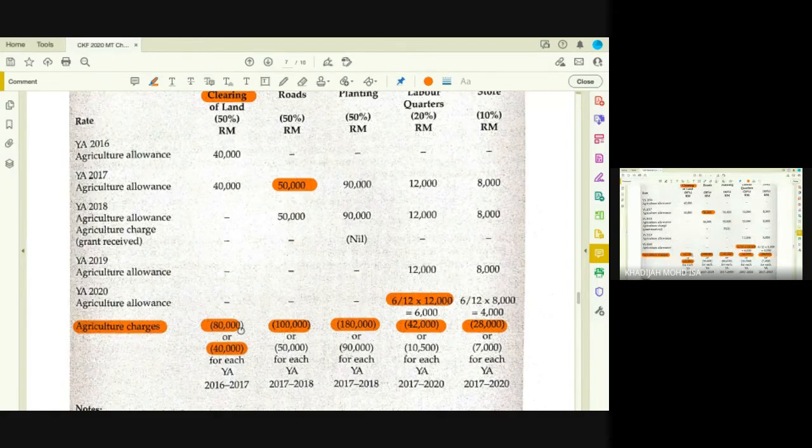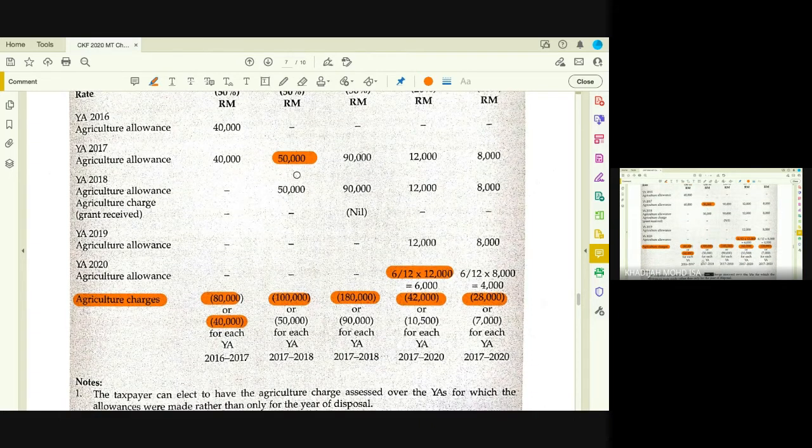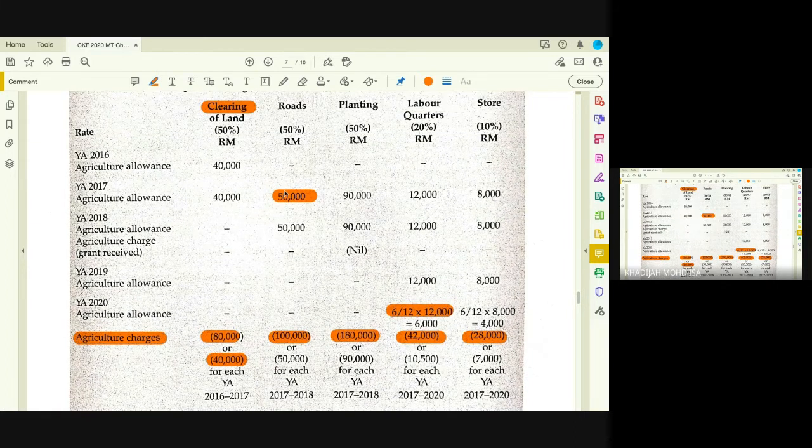Similarly, for roads, planting and labor, you're going to revise. So how are you going to divide that? In this case, you have 100,000 for roads. You have 2 years, so you divide by 2. So 50,000 each. You're going to put that balancing charge in the respective years of assessment. For planting, similarly, 2 years also, 90,000 each.